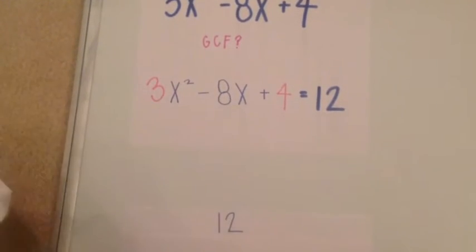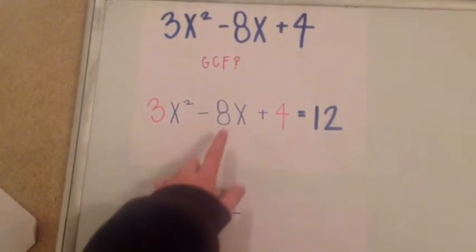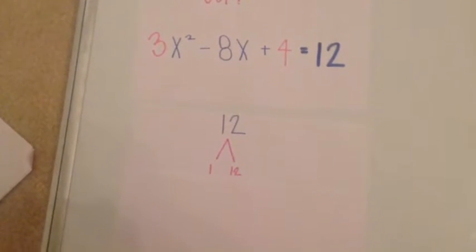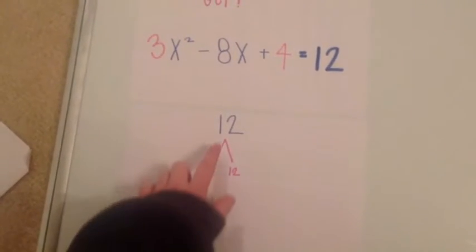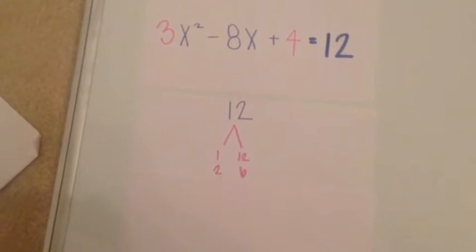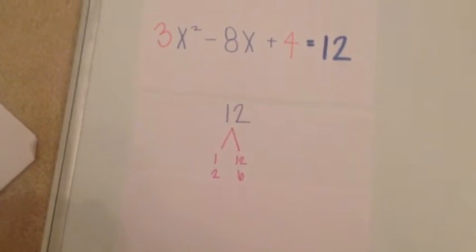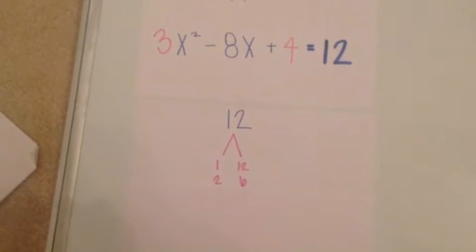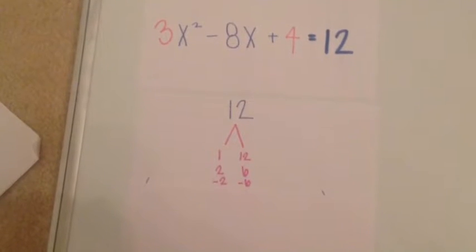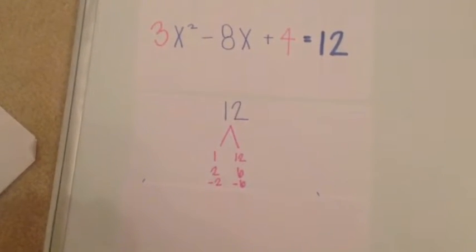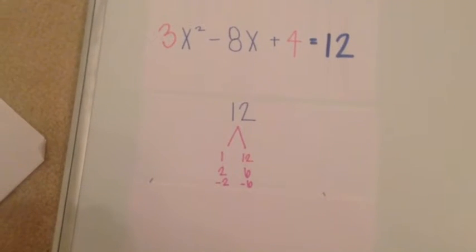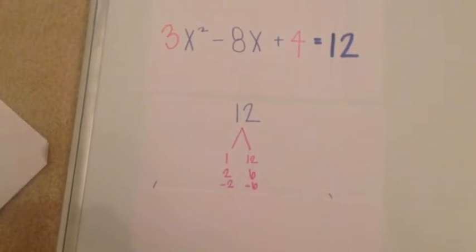And so when we look at all the factors of 12 that might equal negative 8, we begin by looking at 1 and 12. And even though they multiply to equal 12, they don't equal negative 8. So we begin to look at the next one, which is 2 and 6. And even though they equal 8, they are not negative 8. So we go to the next one, which is negative 2 and negative 6, which when you add them up, they equal negative 8, and when you multiply them together, they equal positive 12.